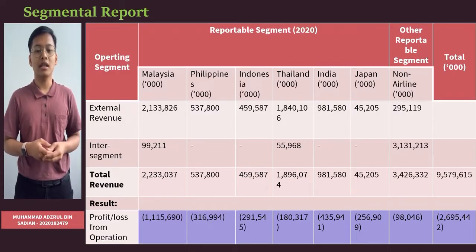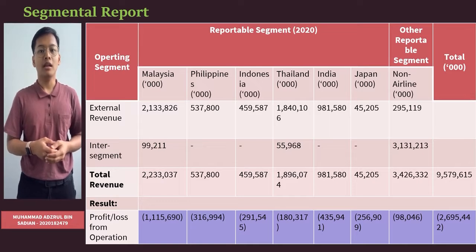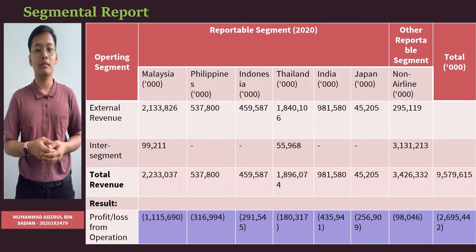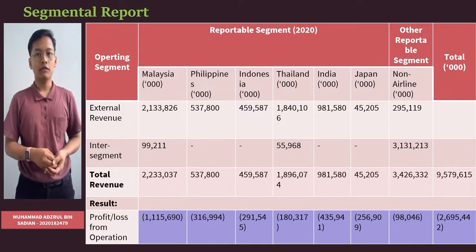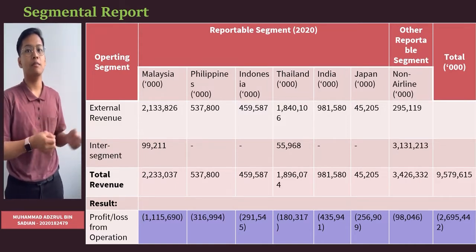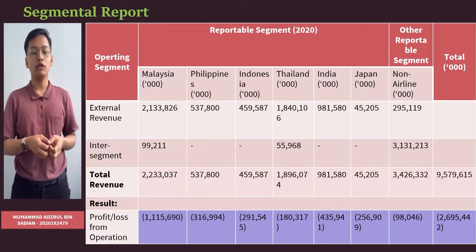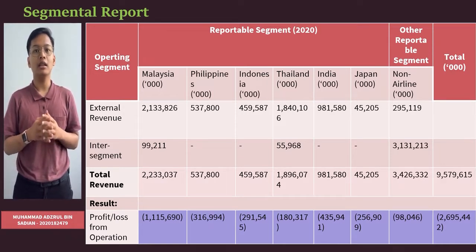And I'm going to present the new segmental report and the advantages and disadvantages of the segmental report. Now let's take a look at the new figure of the segmental report of AZHARUDIN Berhad. Here we can see the total revenue from external and inter-segment amounts to 9,579,615.